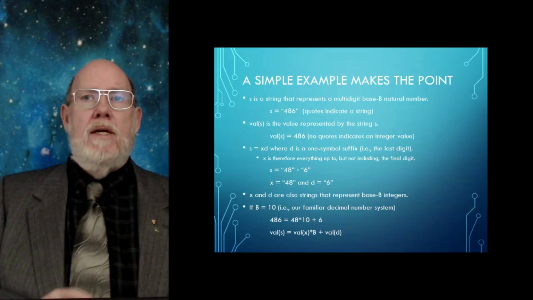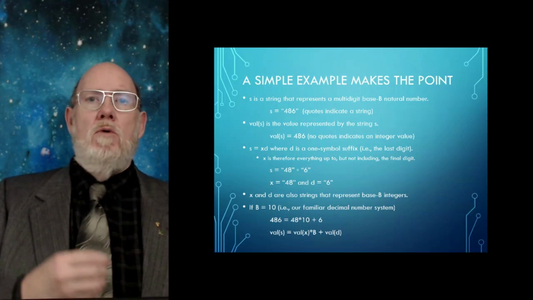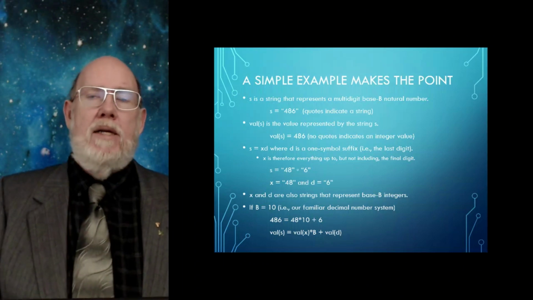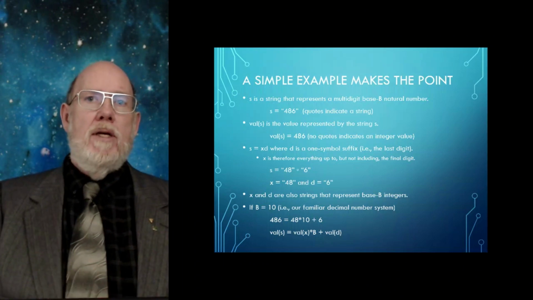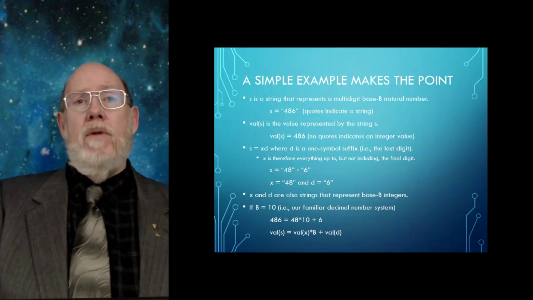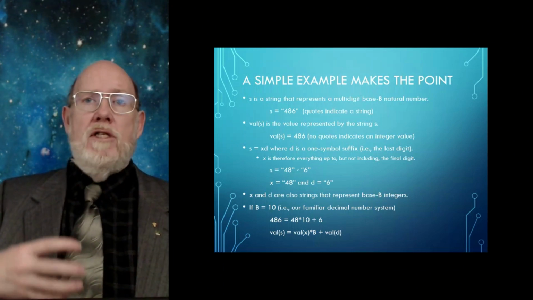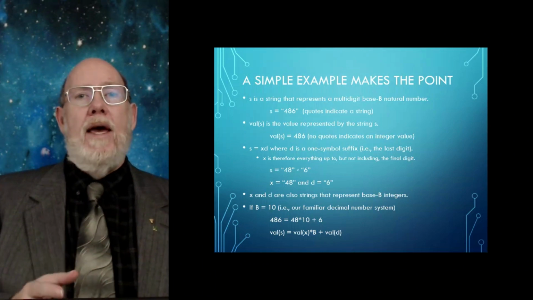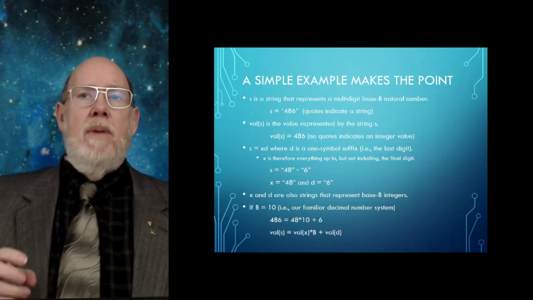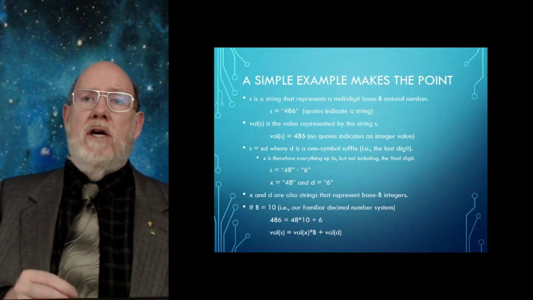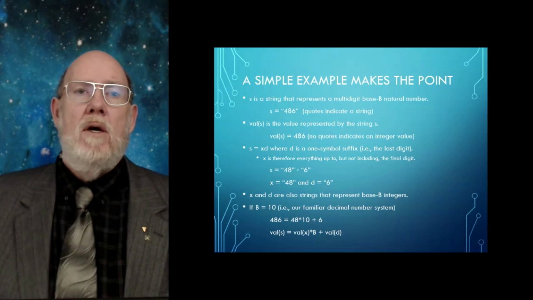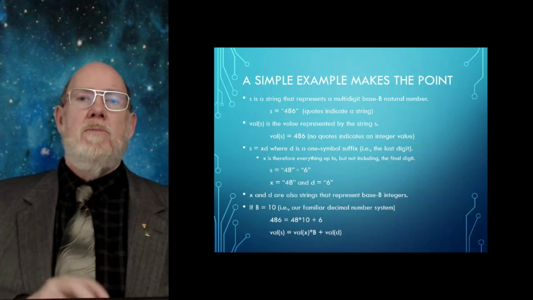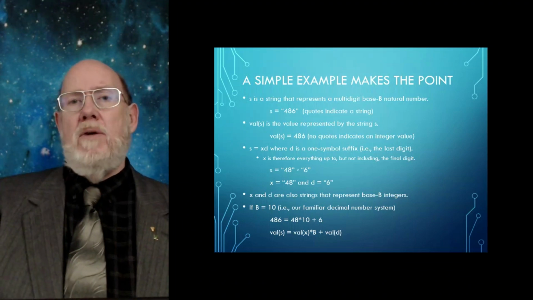To make sure that we understand the distinction between a string, which is what we're going to be working with in this course, and the value represented by that string, let's take a look at a simple example in explicit detail. We have s, which is a string of symbols, in this case consisting of the characters 4, 8, and 6. To make it clear that this is a string, we'll surround it in double quotes. We'll seldom do this in the course, but in this example we need to make a clear distinction between what is a string and what is a value.